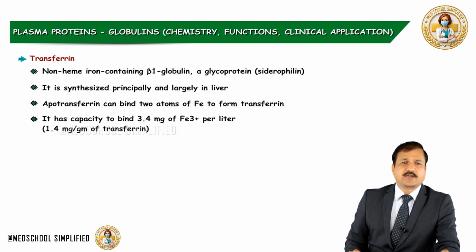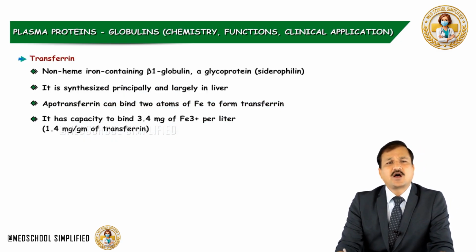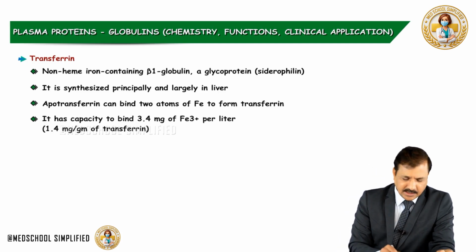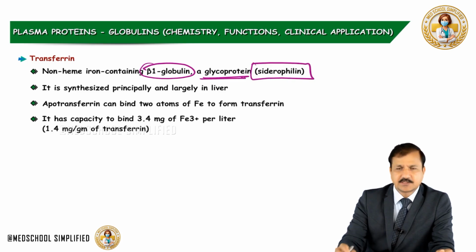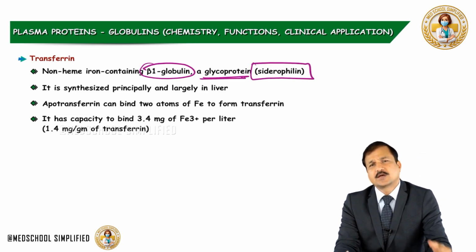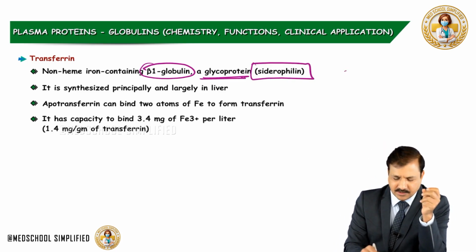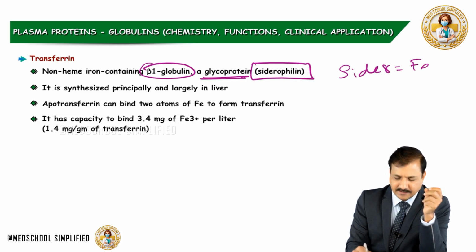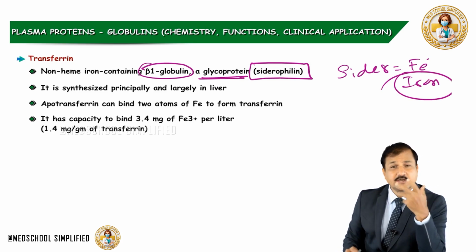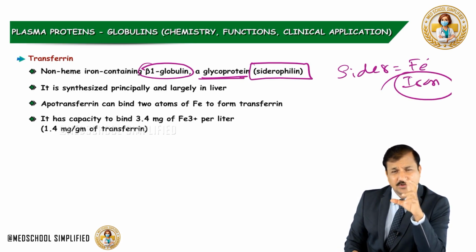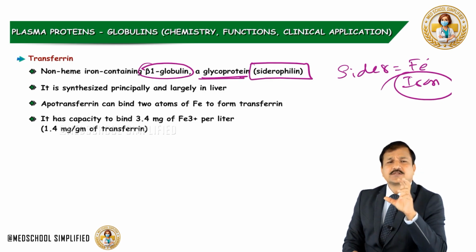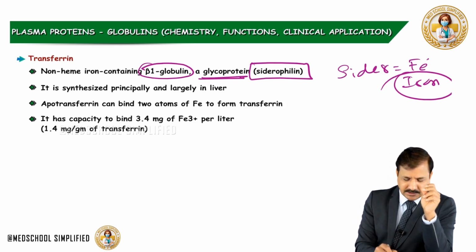Coming to transferrin. Transferrin is a non-heme iron containing beta-globulin. It's a glycoprotein which is also sometimes referred to as siderophilin because it contains iron. Always remember the term sidero means iron. You know sideroblastic anemia. So siderophilin, transferrin. It is synthesized principally and largely in the liver.